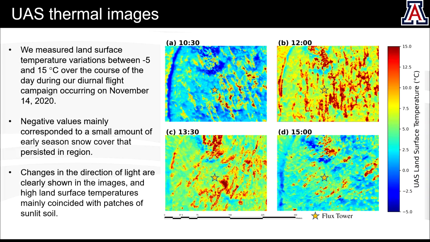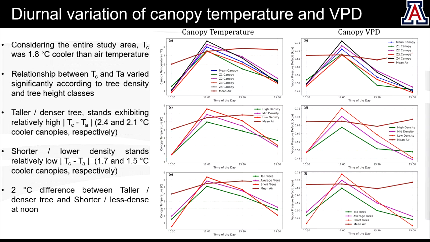This figure shows our UAS thermal images from morning to afternoon, from 10:30 a.m. to 3 p.m. Negative values mainly corresponded to a small amount of early season snow cover that persisted in the region. Also, changes in the direction of light are clearly shown in the images, and high land surface temperatures mainly coincided with patches of sunlit soil.